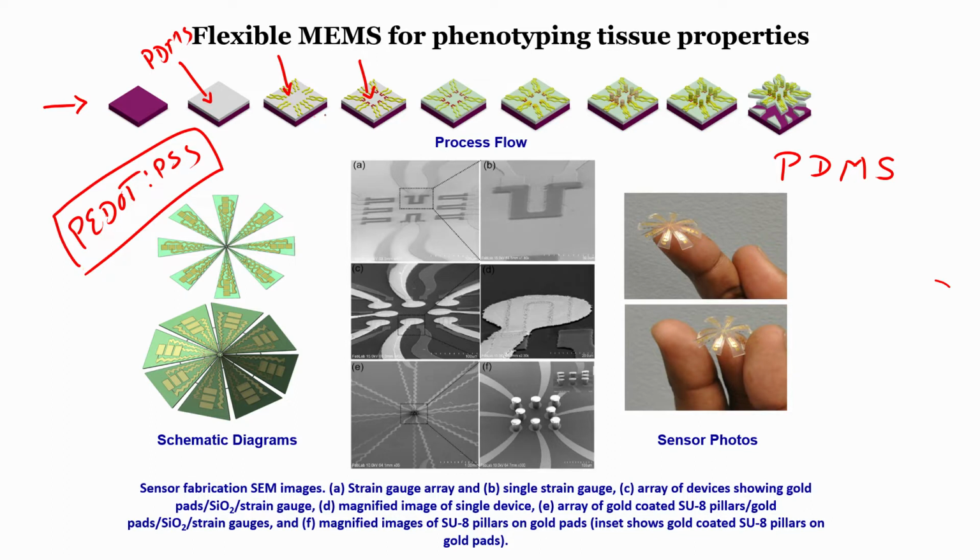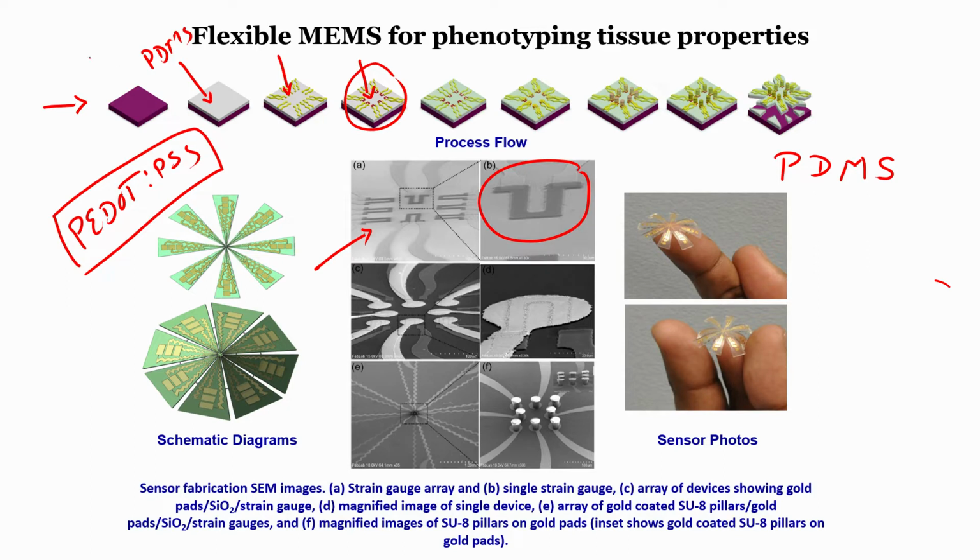So, after we deposit the chrome gold and pattern it, we will then deposit PEDOT:PSS and form the piezoresistive sensors. Now, if I want to see the piezoresistive sensors, you can see here these are all piezoresistive sensors. This is one magnified piezoresistive sensor. So, these are all SEM images.